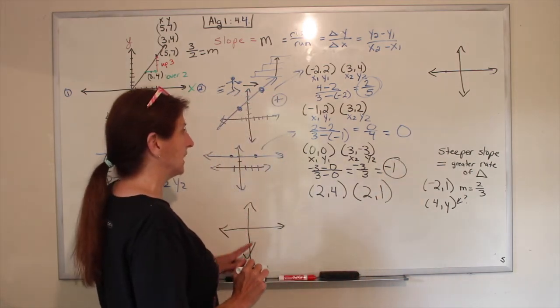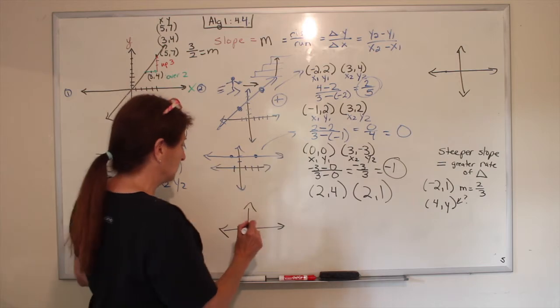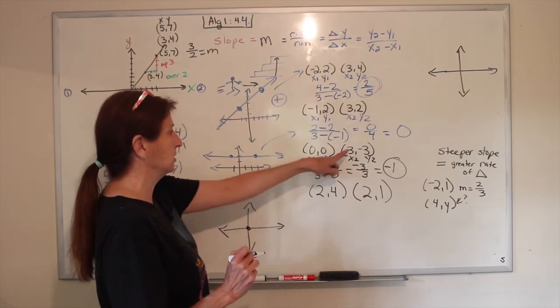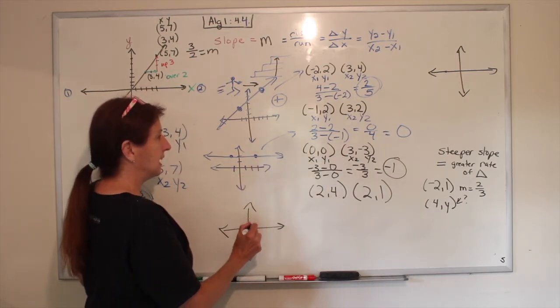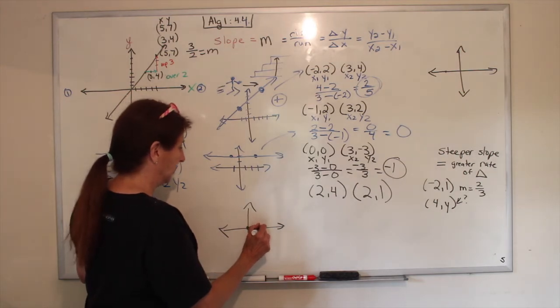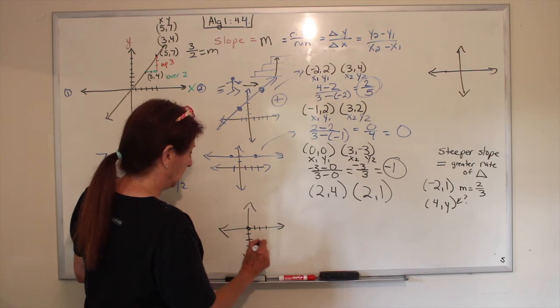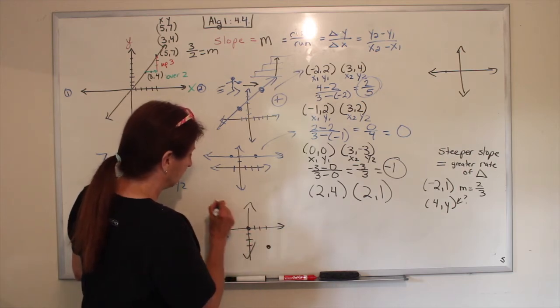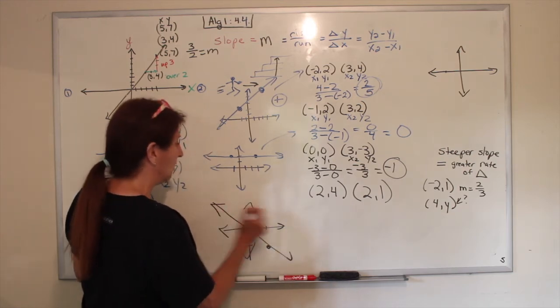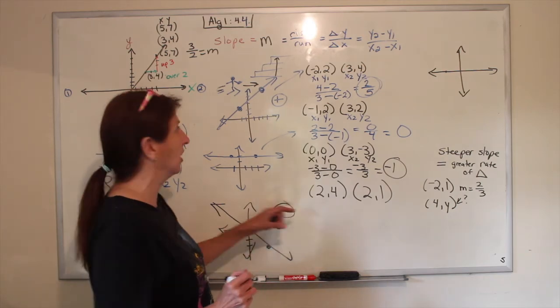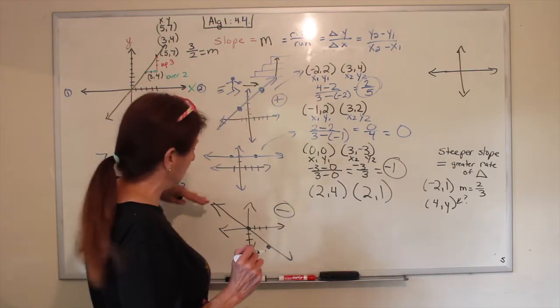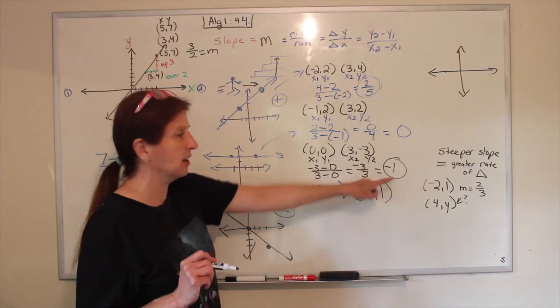Let's see what it looks like. Our first point is 0, 0. That's the origin. Our next one is x is 3, y is negative 3. So our point is down here. It's going downhill. That's a negative slope. Uphill, positive slope. Downhill, negative slope.